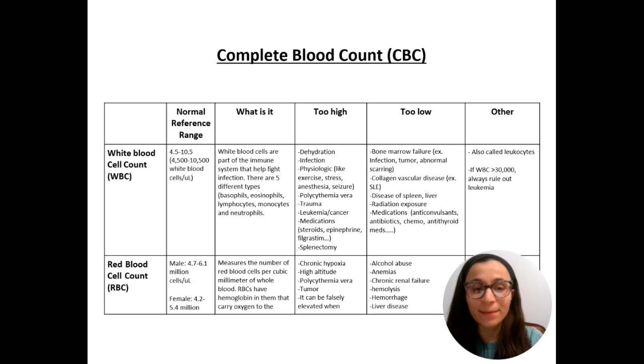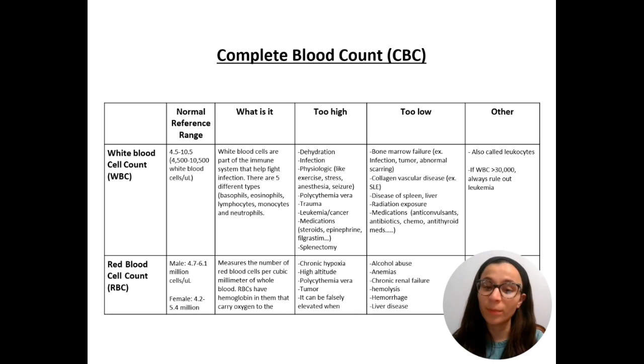Now, there are 5 different types of white blood cells: your basophils, your eosinophils, your lymphocytes, your monocytes, and your neutrophils. If you order a CBC with differential, a complete blood count with differential, it will go into all those 5 and list how much of each one. But since this is just a basic complete blood count, we're not going to go into each one.